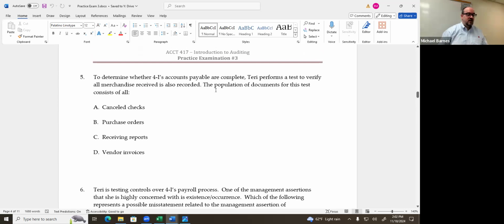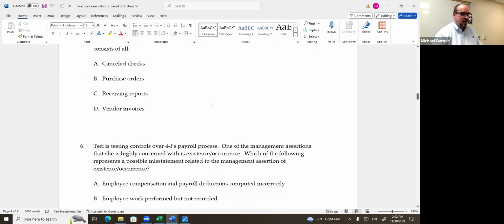Population of documents for the test consists of all what? So for completeness, we're testing source to record. We're moving from bottom to top. That's what tracing tells us. What is the source document that would make the most sense if we're trying to determine that all merchandise received is also recorded? Receiver reports, the evidence that actually tests receiving, because we're looking at the source documents as our evidence. We get that source document, and we go check to see whether it got put into the system. So C is the answer.